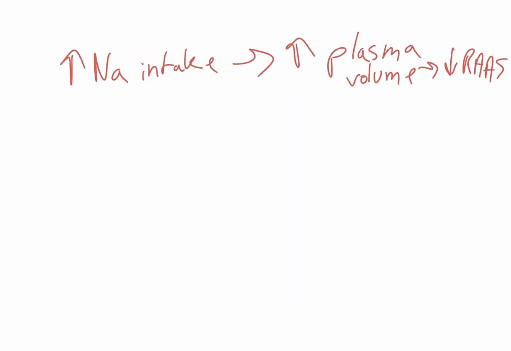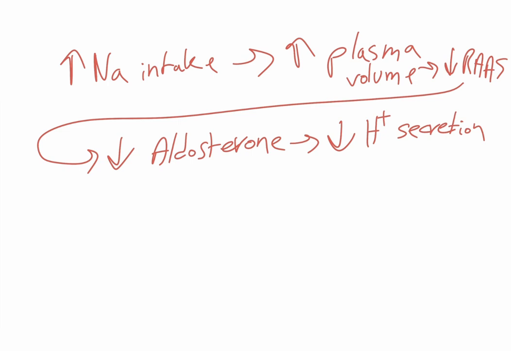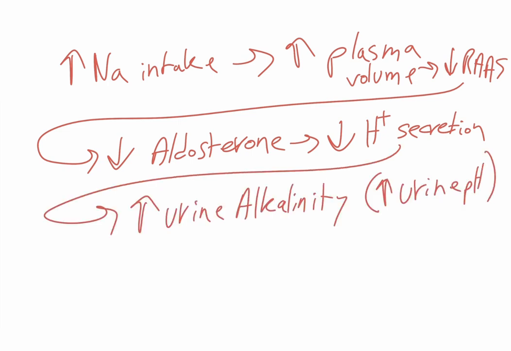So to sum it up, increased sodium increases the plasma volume, which decreases the renin-angiotensin-aldosterone system, which decreases aldosterone, which decreases proton secretion, which increases urinary alkalinity.